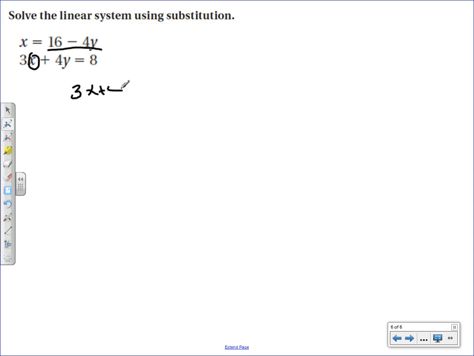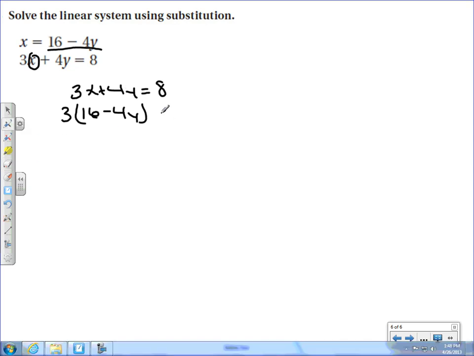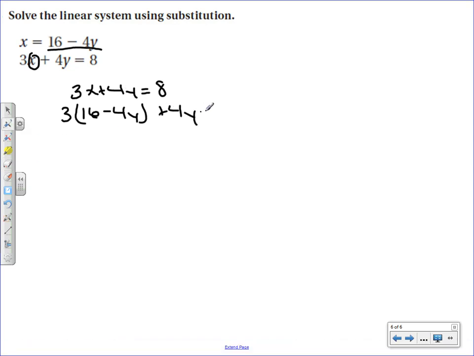3x plus 4y equals 8. 3 instead of x, 16 minus 4y. Oops, sorry, my mistake. Let's correct here. That's why I write the original equation. Plus 4y equals 8. I want to be sure I include this full equation here. 3 times 16 would be 48. 3 times negative 4y, negative 12y, plus 4y equals 8.